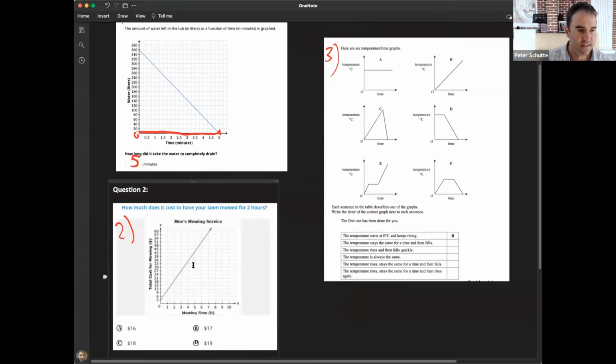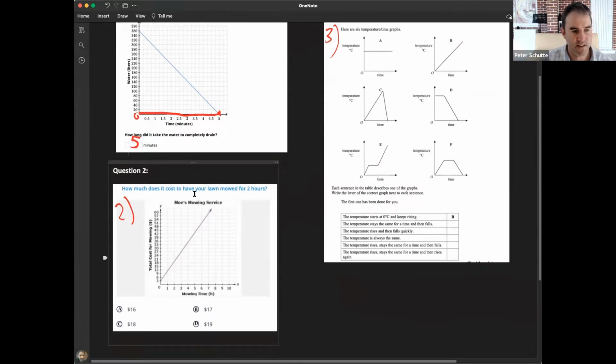Now, for the second question, how much does it cost to have your lawn mowed for 2 hours? We have to look at the story of the graph. On the vertical axis, it says total cost for mowing. And on the horizontal axis, it has mowing time. We're interested in 2 hours. So we need to go to where the 2 is and see where it's in line. It seems to be in line with 18. So the answer would be C.